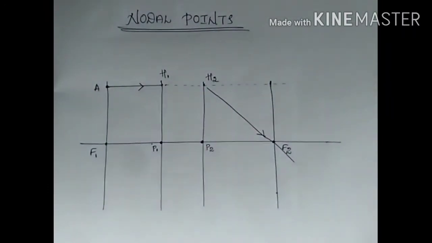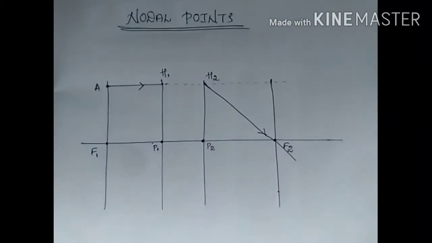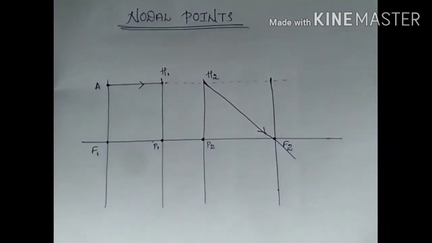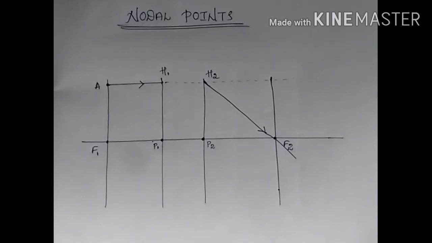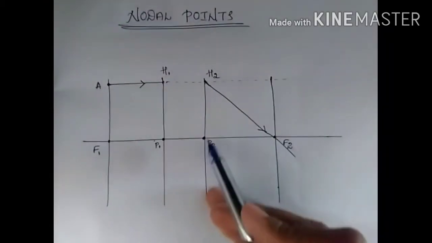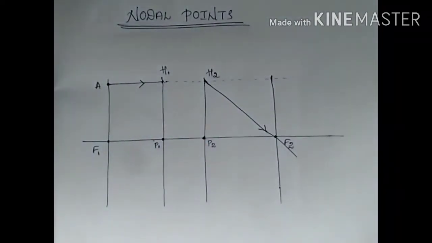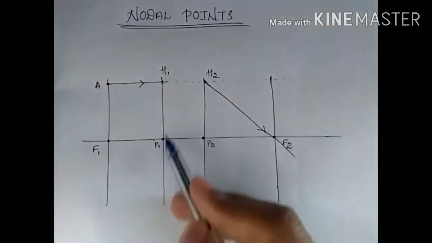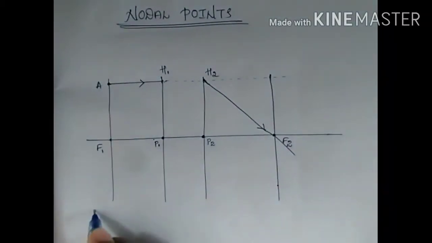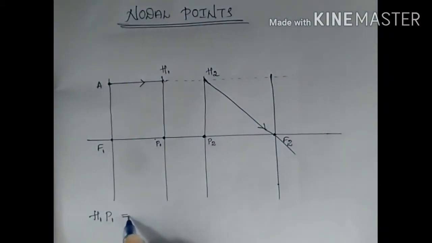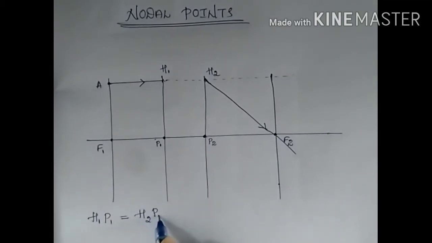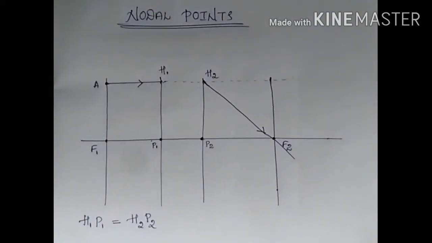Now this incident ray passes from H2 and crosses F2. This is the emerged ray of AH1. Here AH1 is the incident ray which is parallel to the axis. The conjugate ray will proceed from H2 and pass through the second focus F2. Now H2P2 is equal to H1P1. If you see, from the diagram, the distance H1P1 is equal to H2P2. So this is the first point.